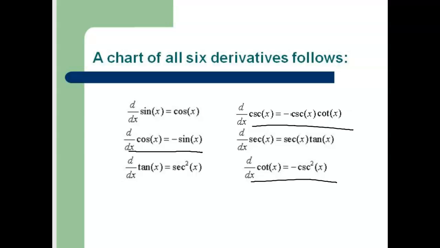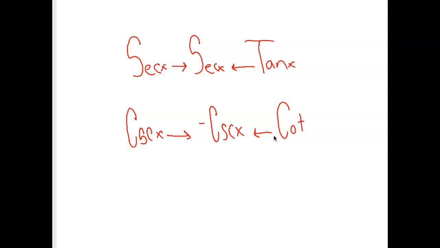Okay, so a couple years ago, we were discussing easier ways to memorize these. If you take secant, for example, and you go for its derivative to the right, the derivative of secant is secant tan. Conversely, if you start with tangent, its derivative is to the left. It's secant secant. So the derivative of tan is secant secant, or secant squared.